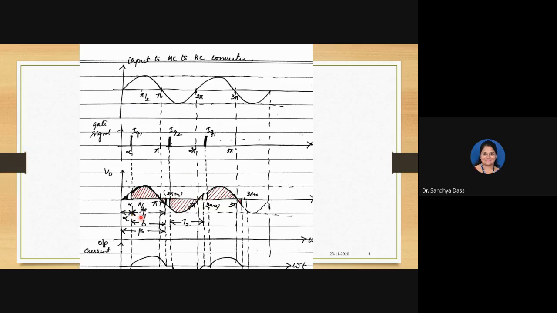So as you can see, I've shown here, this is the time duration at which T1 is conducting, that is gamma. So gamma is given by beta minus alpha. So all these are terminologies I'm repeating. You have to remember them in these waveforms.